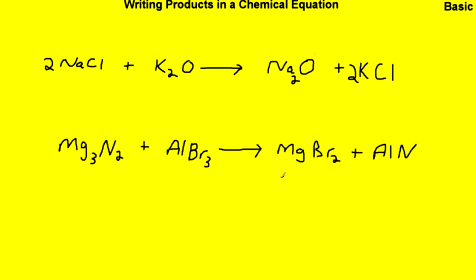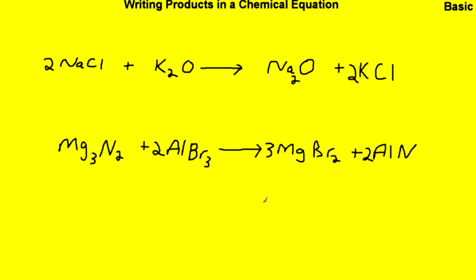So now we have to balance. Let's check it out. We have a 2-3 situation with the bromines. You know what to do with 2-3 situations. We go 3-2 because we want to get those bromines to 6. That gives us 2 aluminums, so we need 2 aluminums over here. We have 2 nitrogens. There we go, that 2 goes to the nitrogen also. 2 nitrogens, and 3 magnesiums on the left and 3 magnesiums on the right. We're done. There's our balanced equation. We wrote the products. This is the most basic of them all.